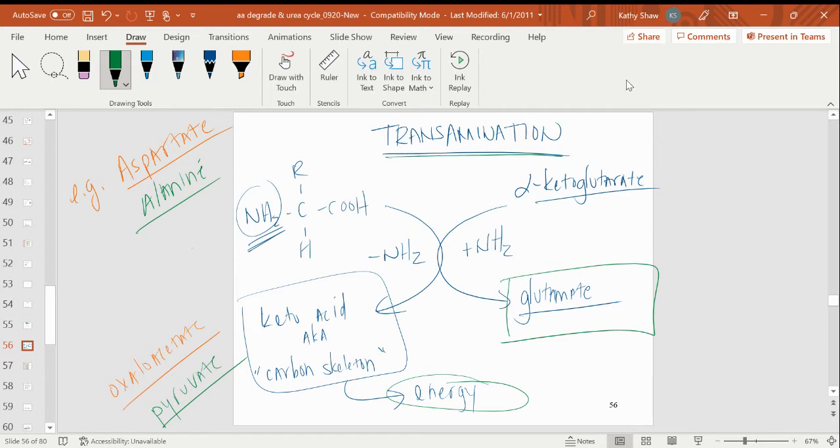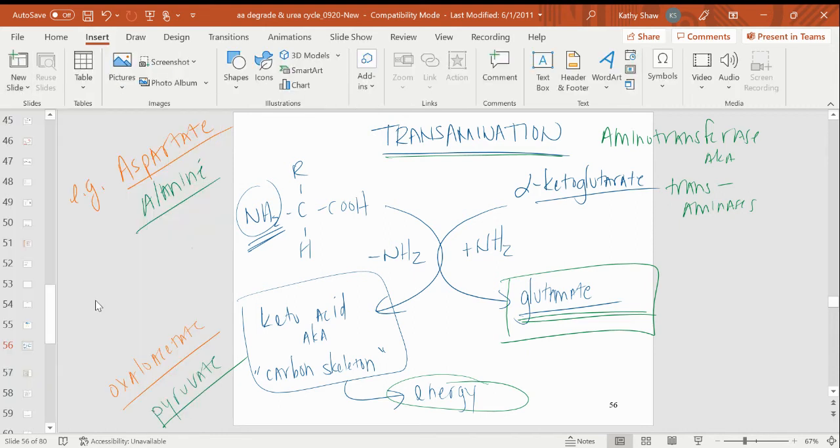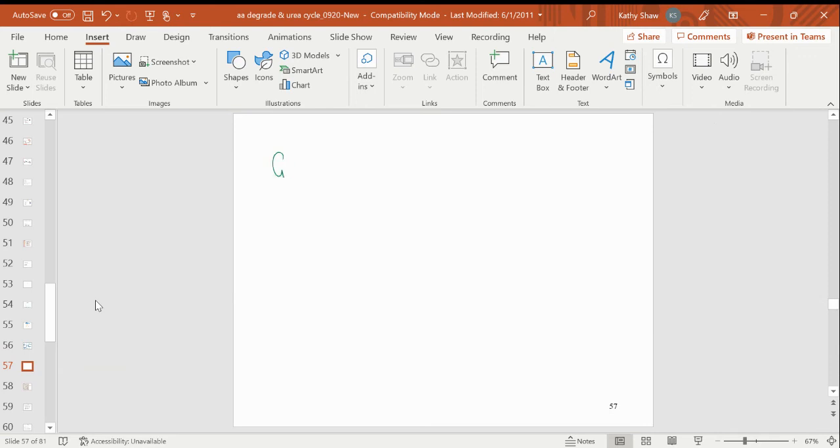For transamination, our enzyme that does that is going to be an aminotransferase, also known as a transaminase. And the first part of the word will be the name of the amino acid. So I have my glutamate now. I've got to do something with my glutamate. So we're going to do that next. So I have my glutamate.